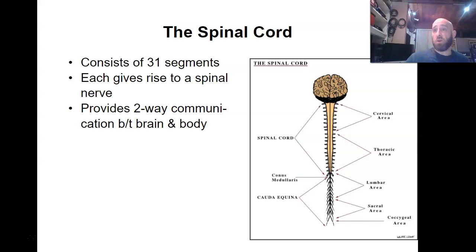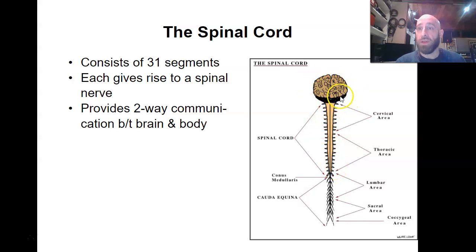And those spinal nerves go out to the body, and they innervate muscles, and they innervate glands and organs. And basically, the whole point of the spinal cord is to communicate with the brain and the body.